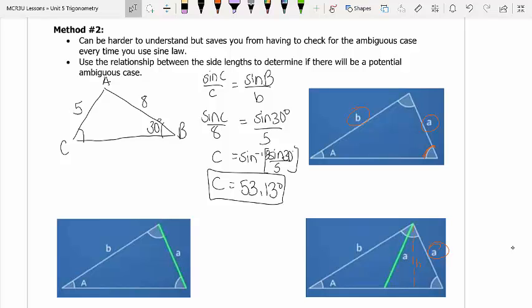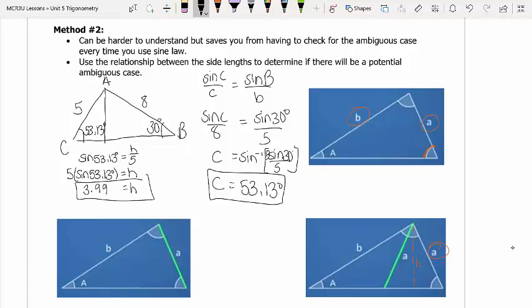You get your same value for C, and then you'd want to quickly calculate the height of the triangle, so you'd use your SOHCAHTOA. You'd say, okay, well, sine of 53.13 degrees is equal to the height over 5, so 5 sine of 53.13 degrees is equal to my height. Okay, and because you have your height at a value of 3.99 units, that is smaller than the side length of 5, so you know that side length can swing and form a triangle with an obtuse angle.